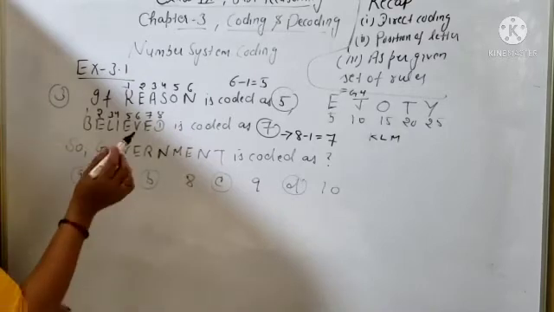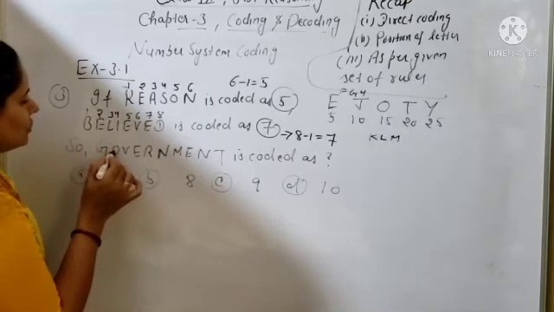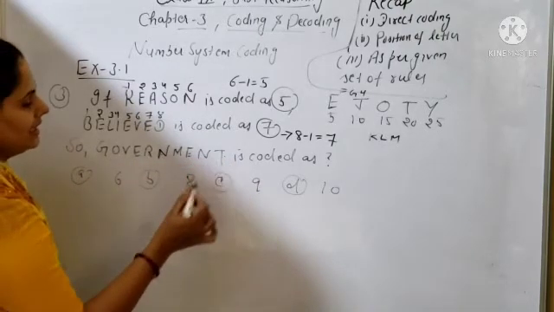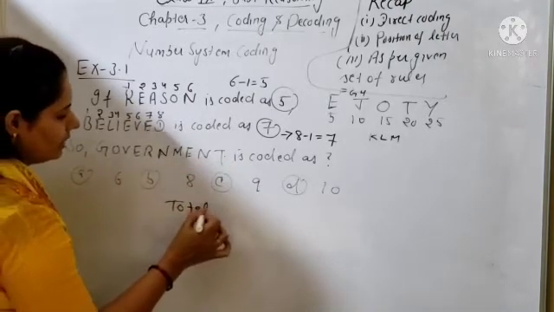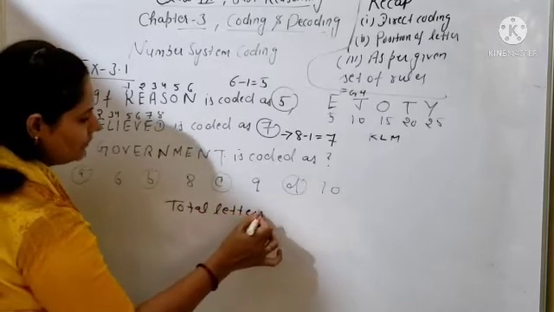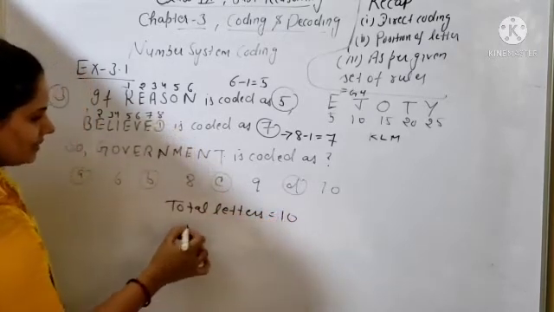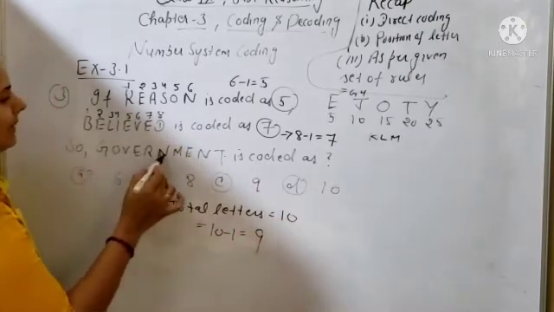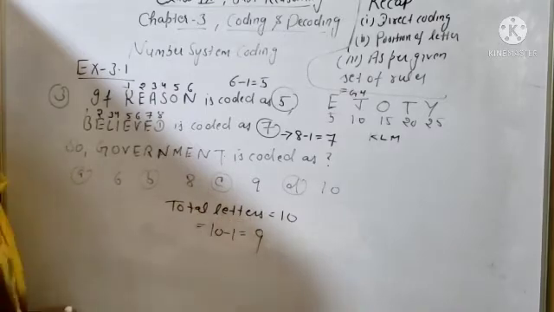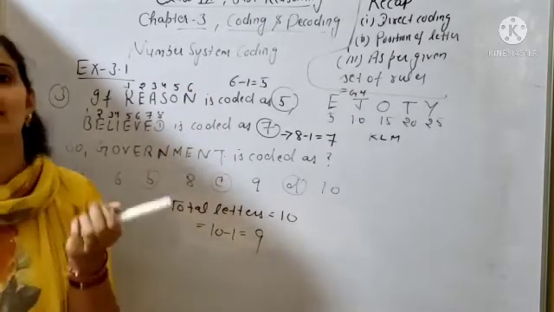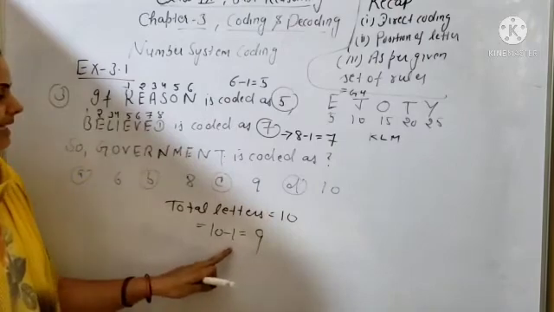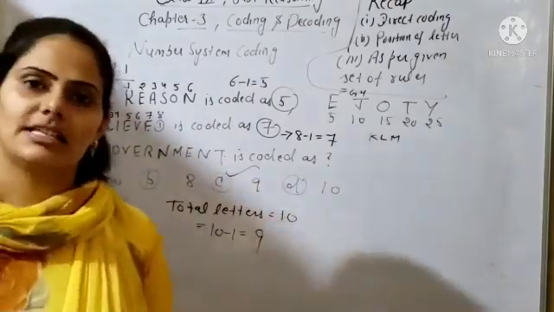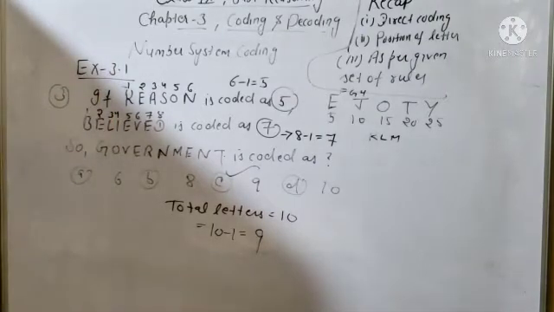So how many letters are there? 1, 2, 3, 4, 5, 6, 7, 8, 9, 10. So total letters in GOVERNMENT is equal to 10 and the coded value will be 10 minus 1 is equal to 9. Total letters are 10 and you are applying the rule total letters minus 1. So here also you will subtract 1, 10 minus 1 is 9. So the third option will be your correct answer. Is it clear? Next question.